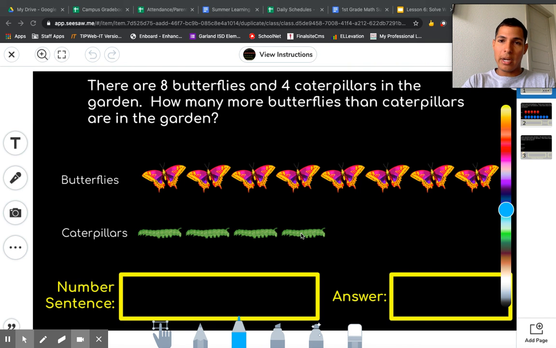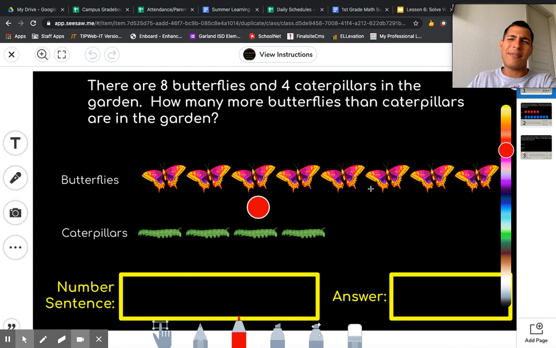Okay, now we need to find out what's our question asking us. What are we comparing? How many more butterflies or how many more caterpillars? Let's see. How many more butterflies than caterpillars are in the garden? So how many more butterflies are in the garden? Let's see. So first thing is first, we are going to take a marker. We're going to pick a color that we use. I use red a lot. It's my favorite color. I'm not sure if you guys caught on by now.